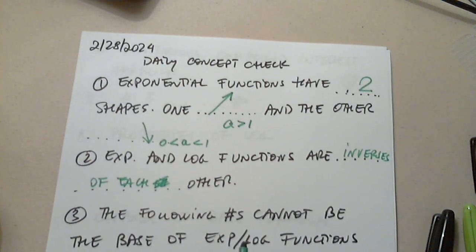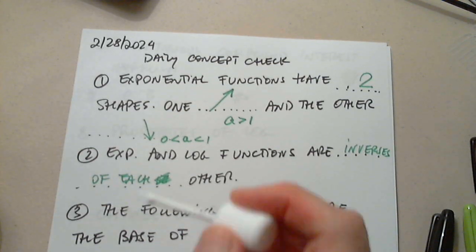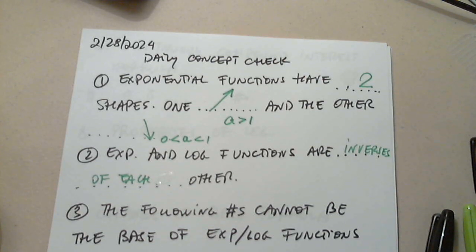The following numbers cannot be the base of an exponential or log. 0, negative, or 1? Yes, 0, 1, or a negative number. Exactly. Awesome. Thank you.